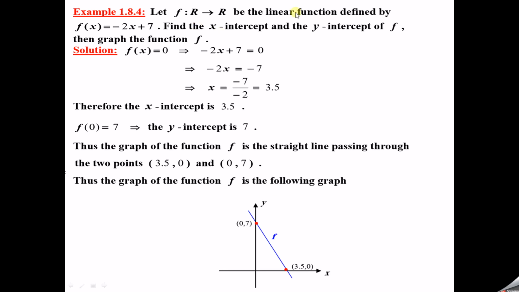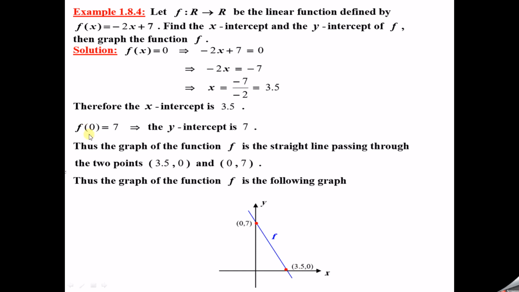And we have one more example. f is a linear function defined by f(x) = -2x + 7. Find the x-intercept, y-intercept and the graph of the function. First we find the x-intercept by putting y = 0. y means f(x). If we put f(x) = 0 here, we get -2x + 7 = 0. If we solve, we get x = 3.5. Therefore the x-intercept is (3.5, 0). X value 3.5, y is 0.